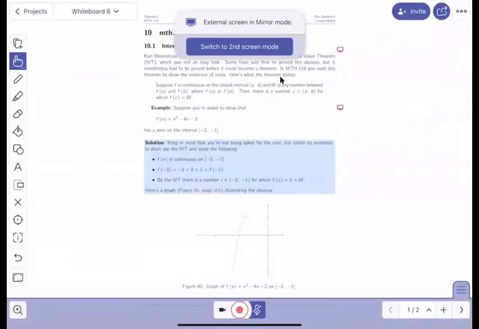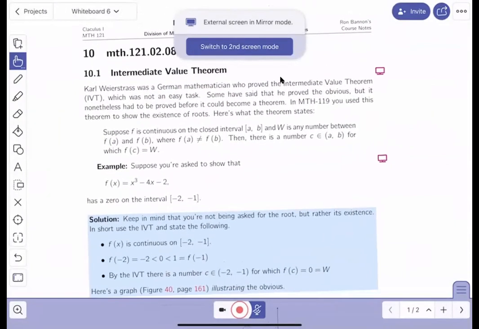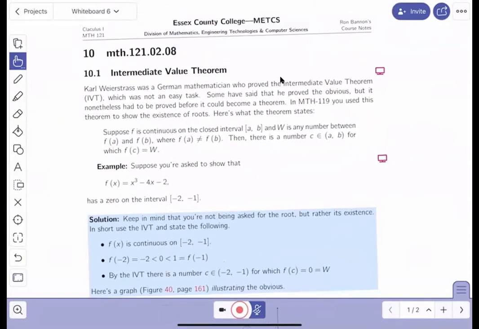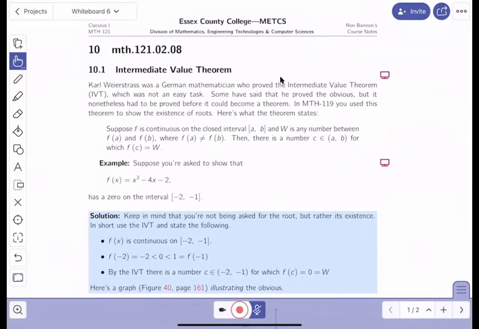And again, we're looking for you to read and then kind of try to understand what you've read. But let's take a look. So we got this guy, Karl Weierstrass, German mathematician. He proved the intermediate value theorem. It wasn't easy to do, by the way. Some said that he proved the obvious, but however, he proved it. All right, he did prove it.